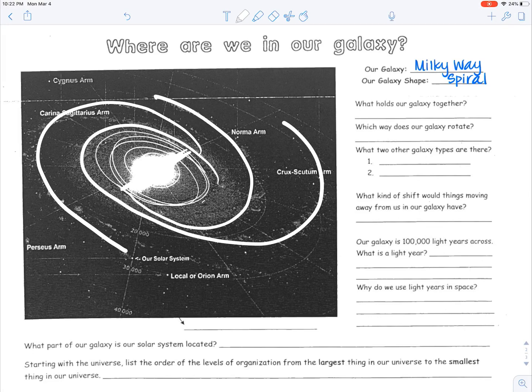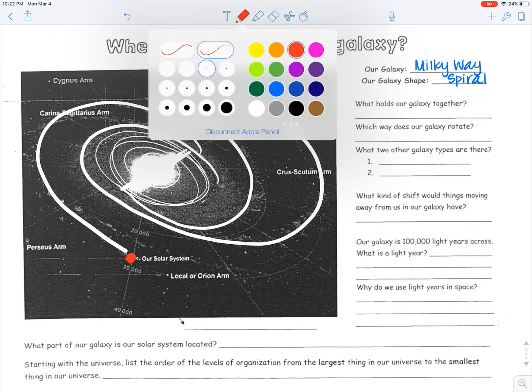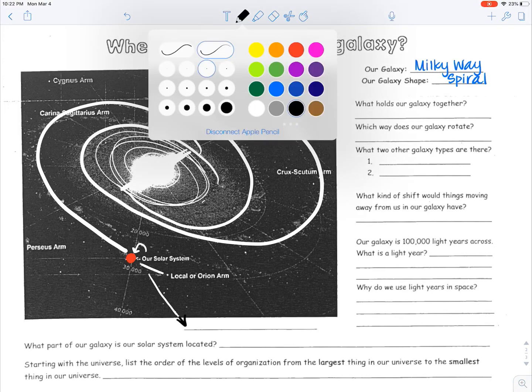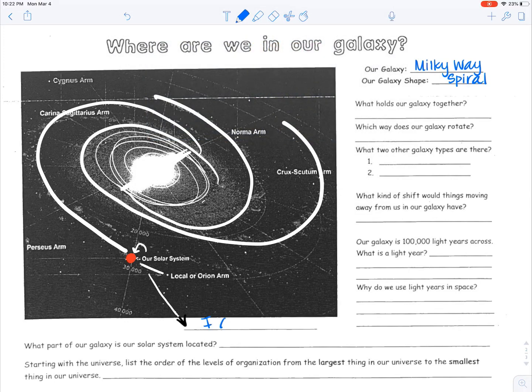And if you'll notice here, right here in this little bitty dot, I'm actually going to change it to a red color so you can see it, okay? This is where our solar system is located, so right here. Okay, so we can kind of draw this arrow. I know it's kind of difficult for you guys to see on your paper. The copy doesn't always come out correctly, but you can write down, I am here. So this is where you are located in the universe right now.